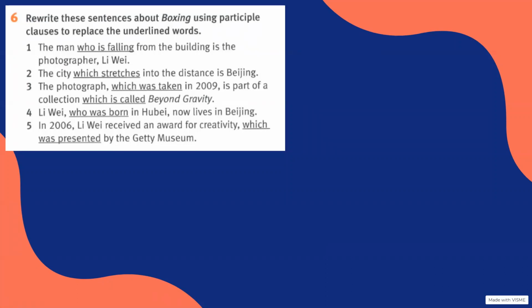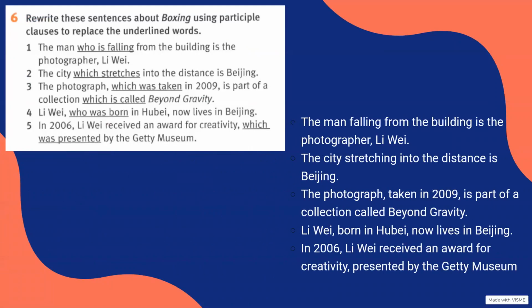And let's check the answers. The man who is falling from the building becomes the man falling from the building. So we just removed the relative pronoun who. The city which stretches into the distance becomes the city stretching into the distance. Both of them are present participle because they're active verbs.